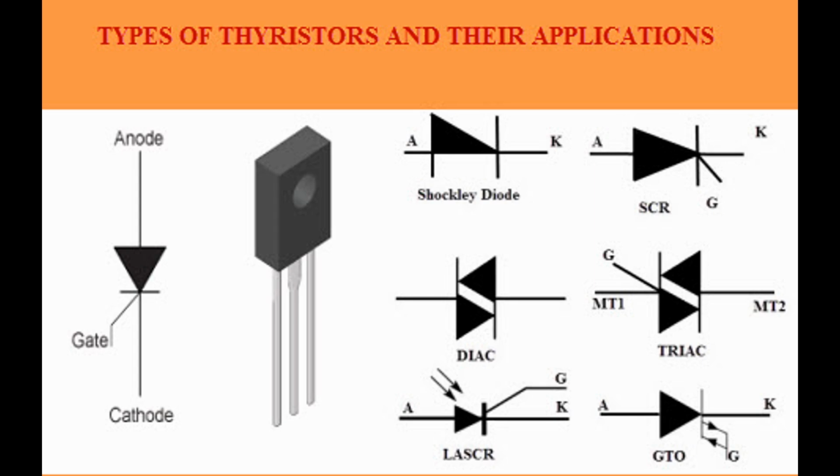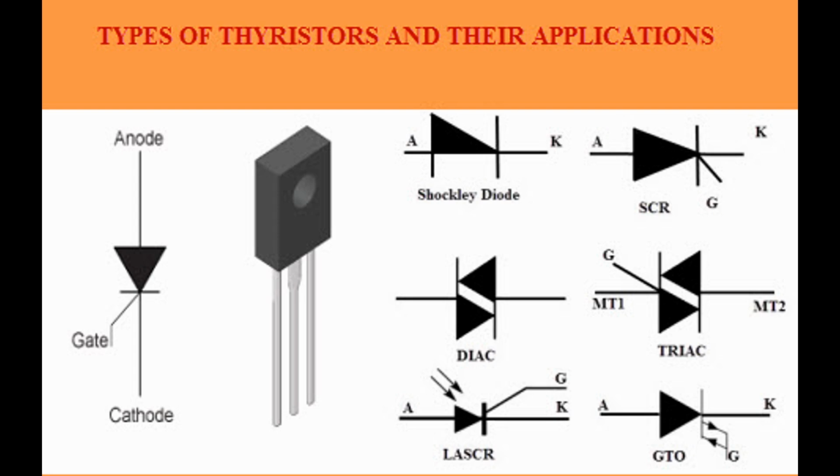Voltage ratings. Thyristors are designed to handle high voltages. They are available in various voltage ratings suitable for different applications ranging from a few volts to several kilovolts. Current ratings. They can handle large currents, making them suitable for high-power applications such as motor drives, power supplies, and industrial controls. Switching speed. Thyristors generally have slower switching speeds compared to other semiconductor devices like MOSFETs and IGBTs. However, newer types such as IGCTs and MCTs offer faster switching capabilities than traditional SCRs and GTOs.